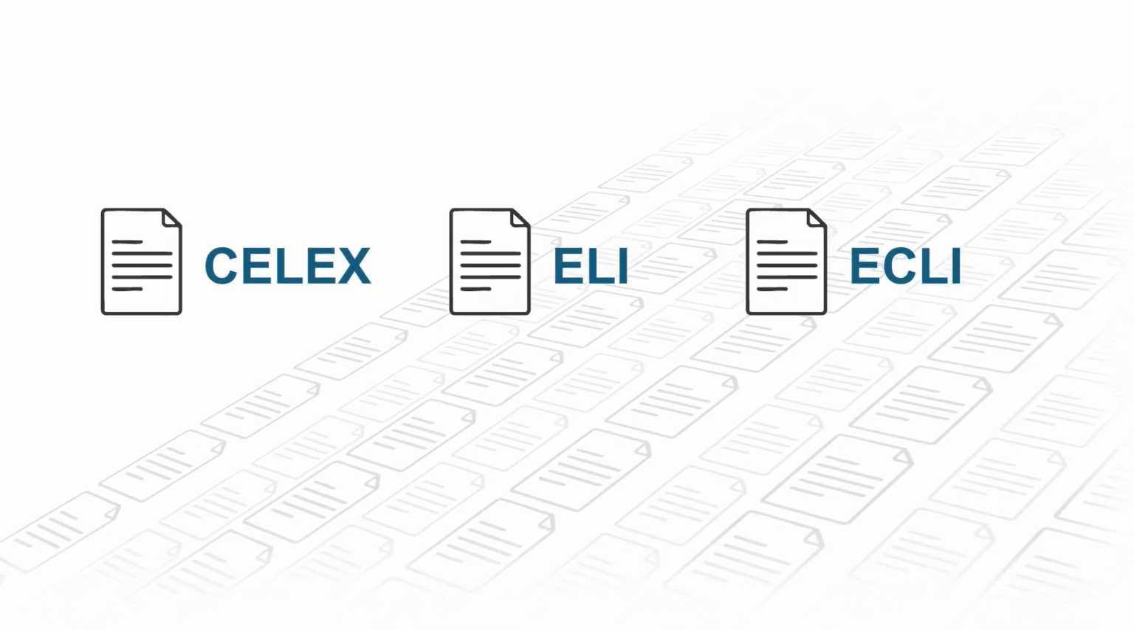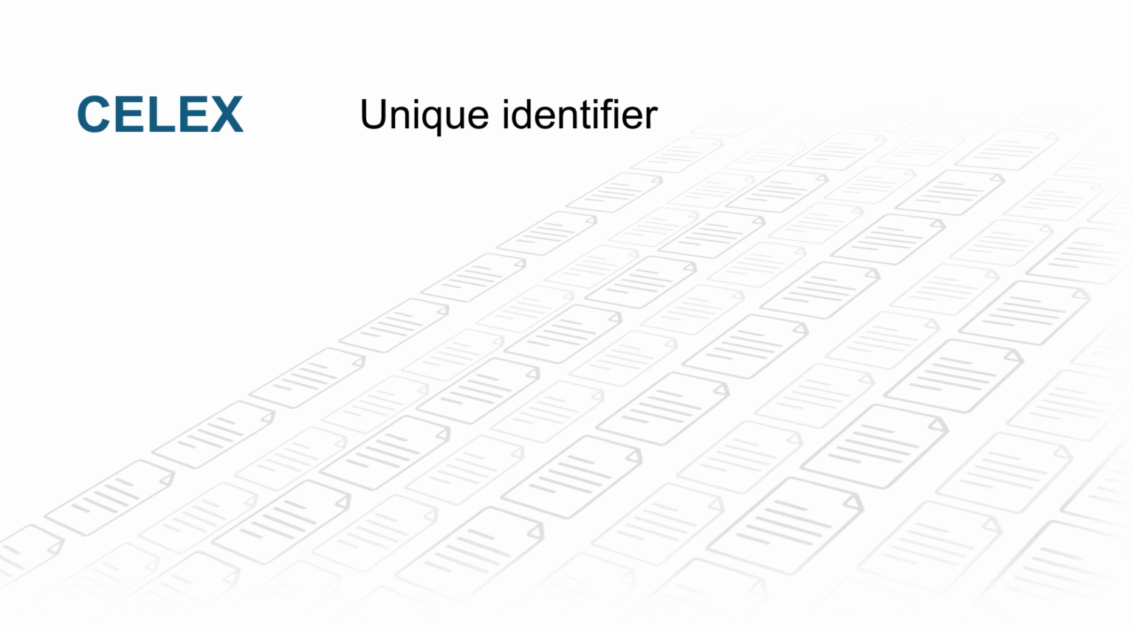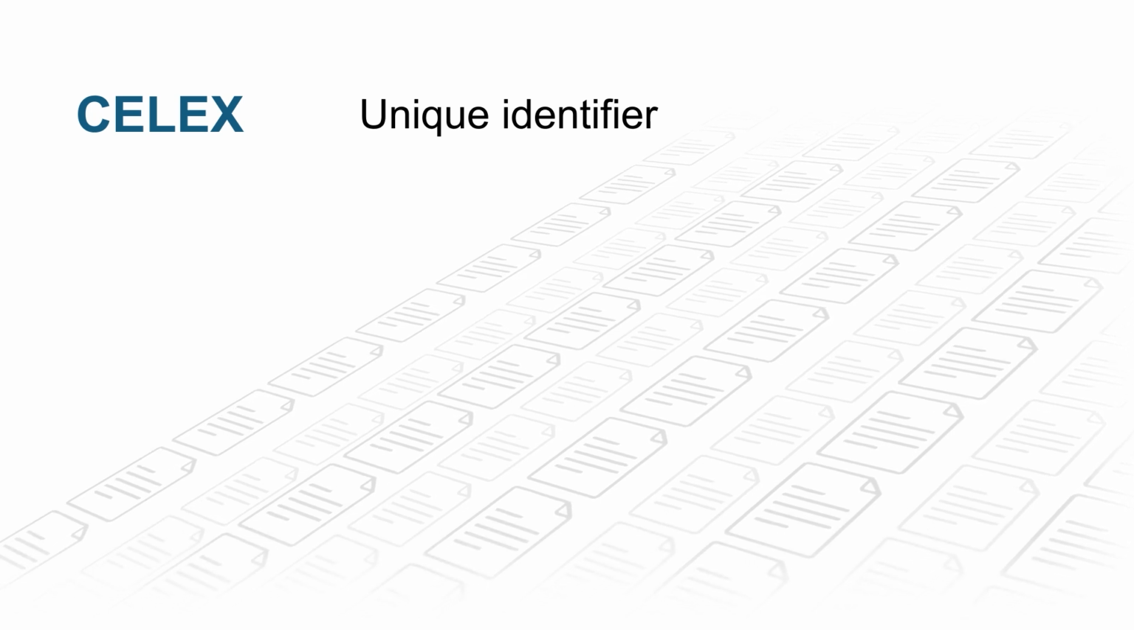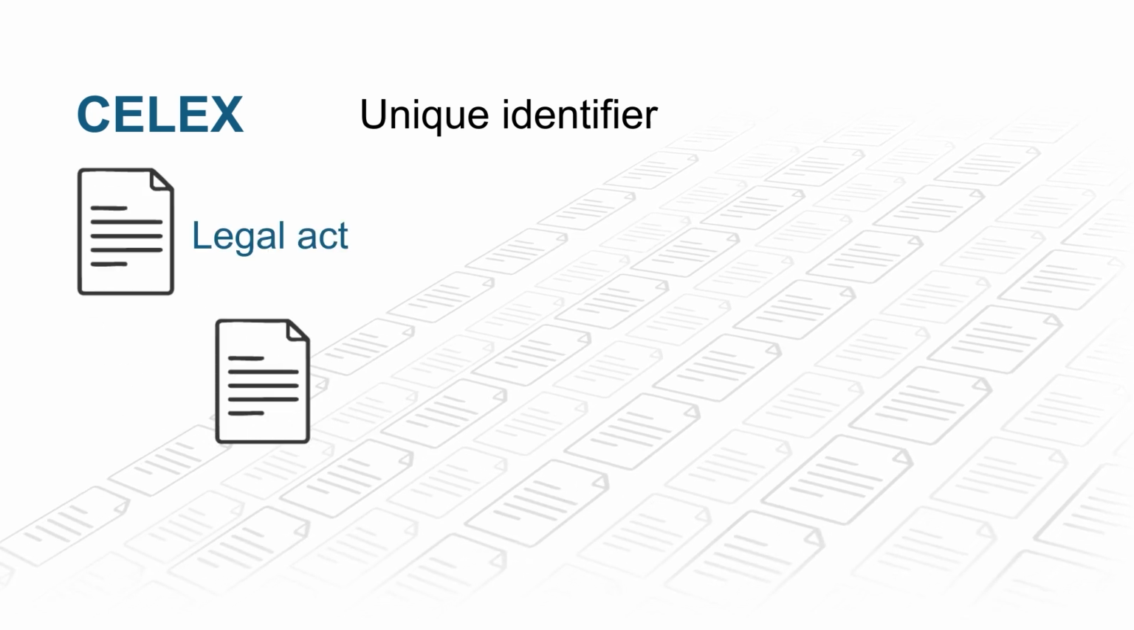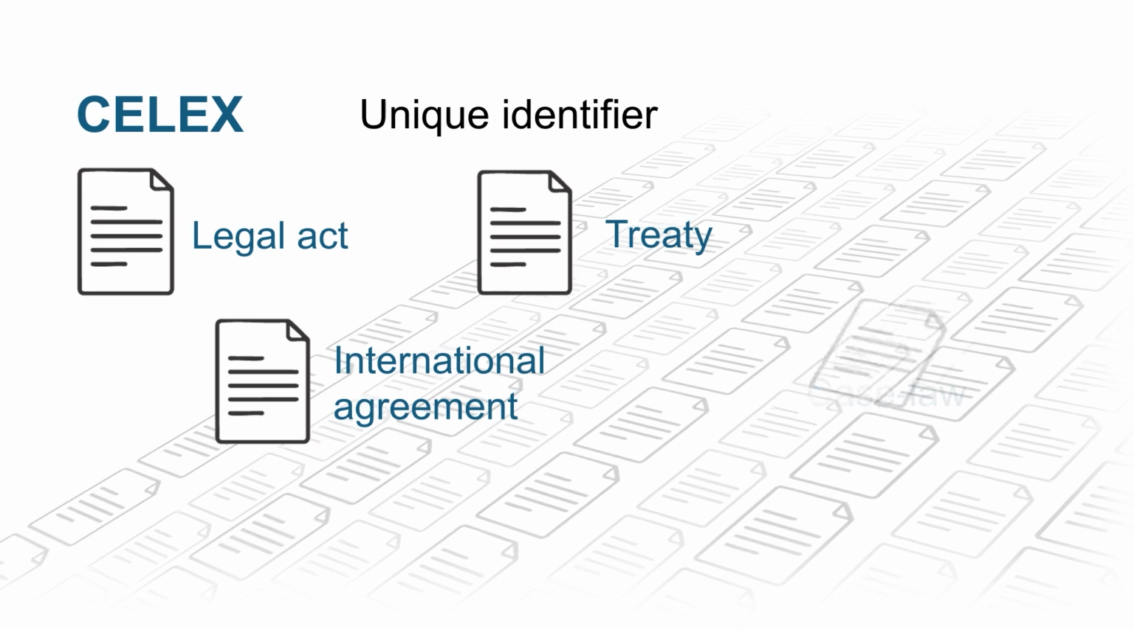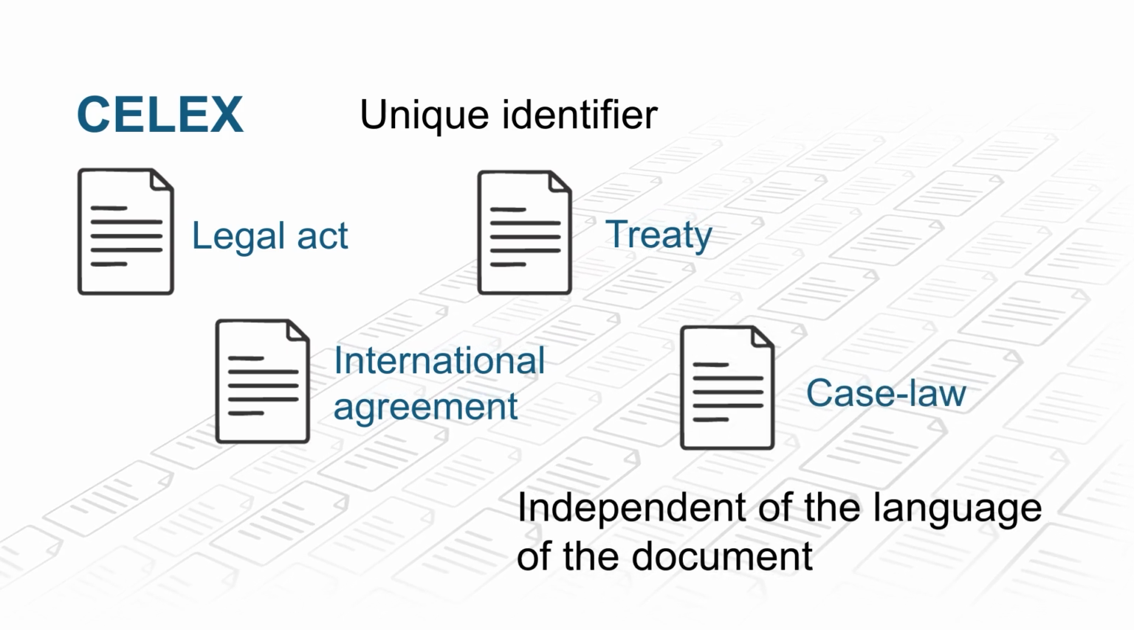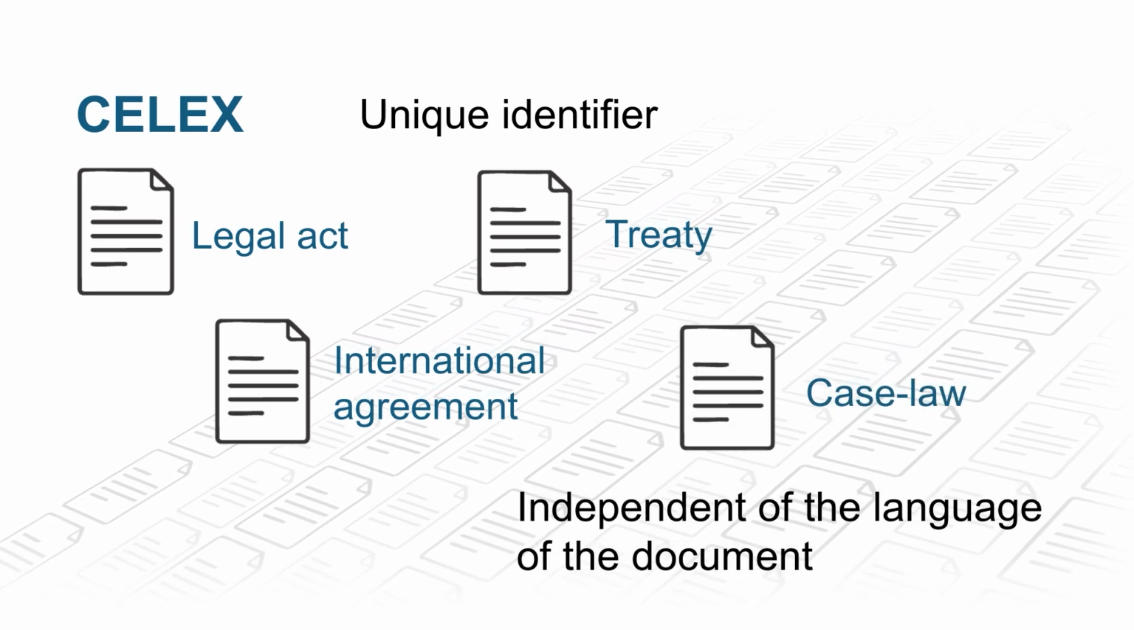You will come across three main types of identifiers for documents on Celex: Celex, ELI, and ECLI. Let's take a look at Celex numbers. Most documents on Celex have a Celex number. This is a unique identifier assigned to a document, for example, a legal act, an international agreement, a treaty, or case law. It is independent of the language of the document.